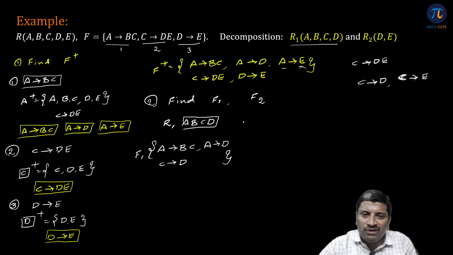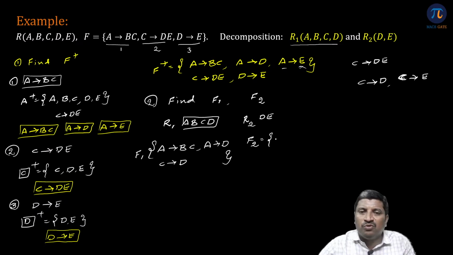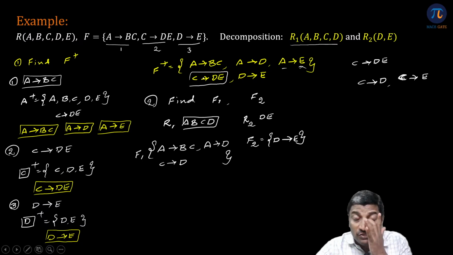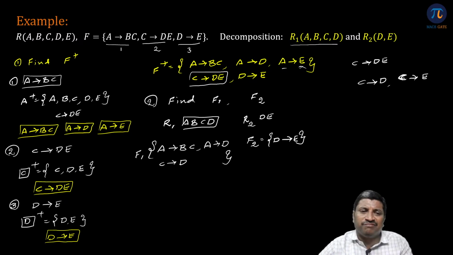Then what about F2, sir? In R2 we have D, E. So in F2 we have only D implies E. Please keep these type of FDs in mind: C implies DE. E is not present, but C can imply D, right? So that we need to consider in F1.